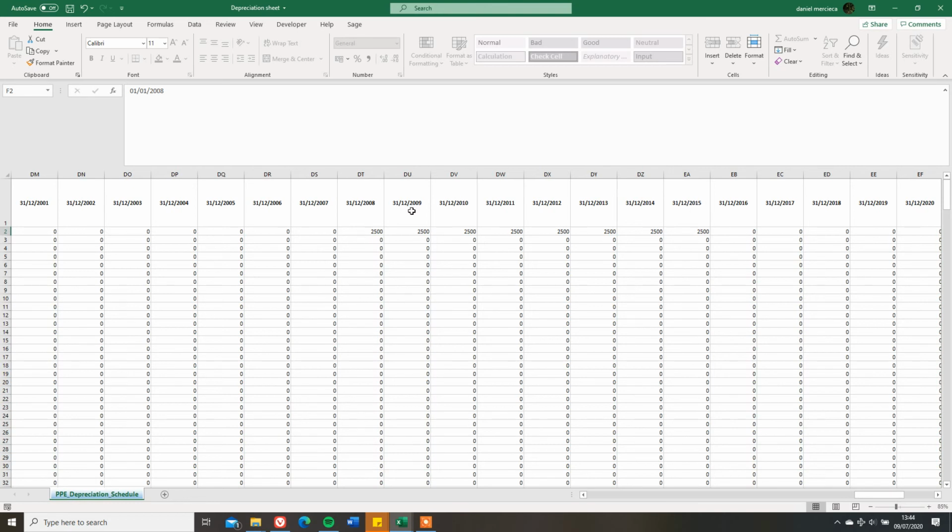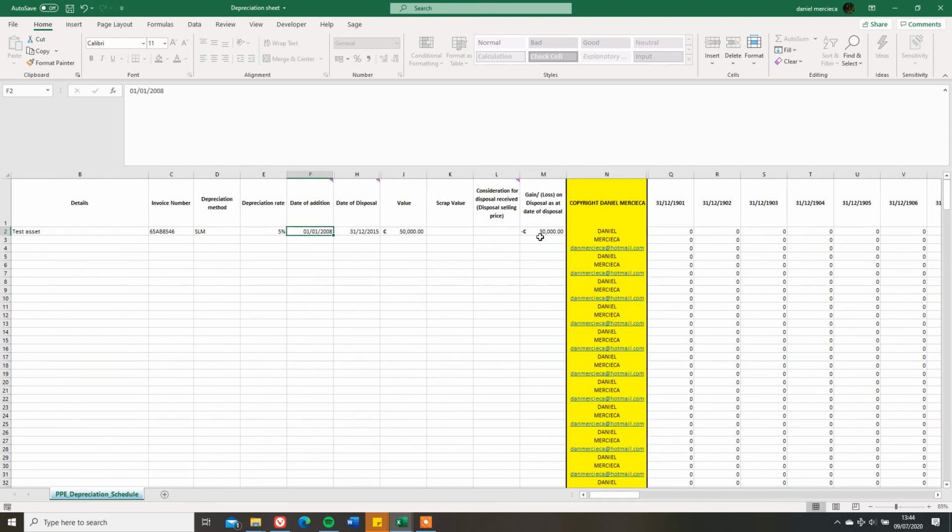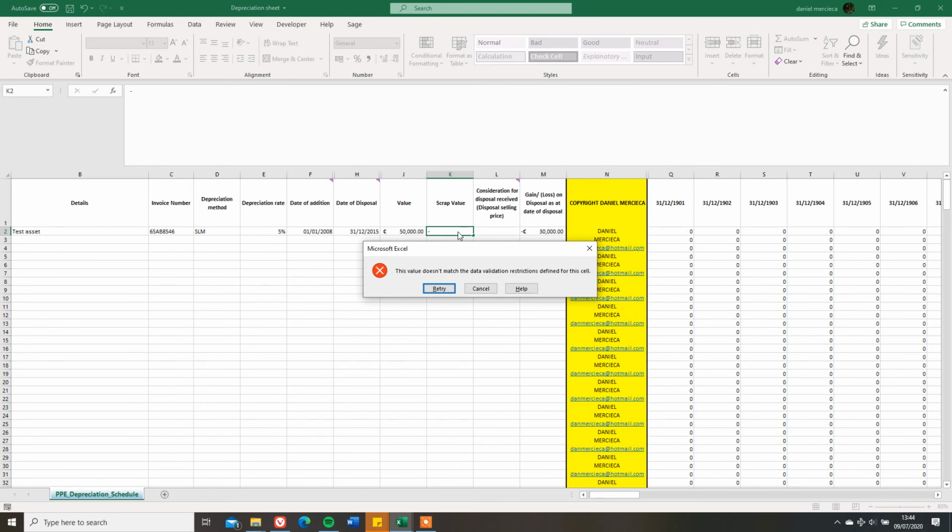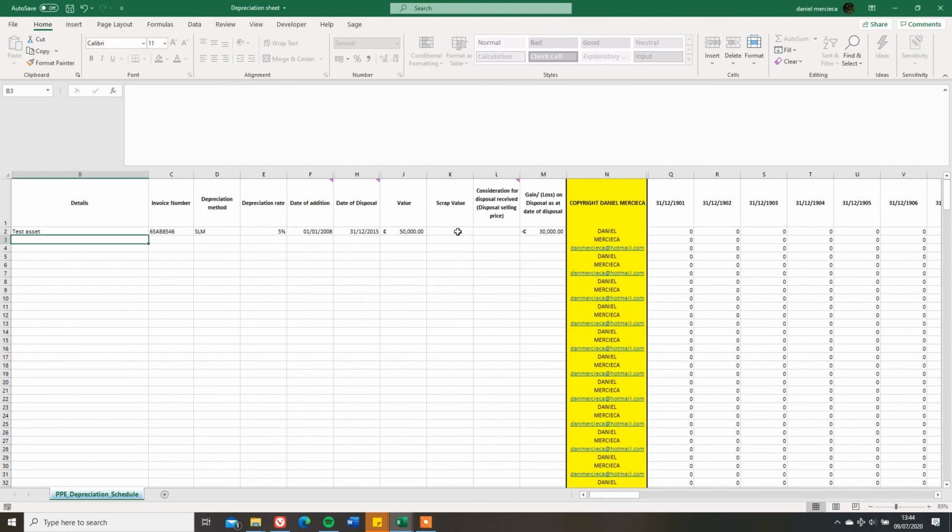So 1, 2, 3, 4, 5, 6, 7, 8. So 8 years times 2,500 would be 20,000. In this case, since there was no scrap value and we received nothing for the asset, we made a loss of 30,000 on the asset. Let's say we sold the asset for 40,000, we would have made a profit on disposal of 10,000. Let's say we sold it for 30,000, we would have made no gain or loss.